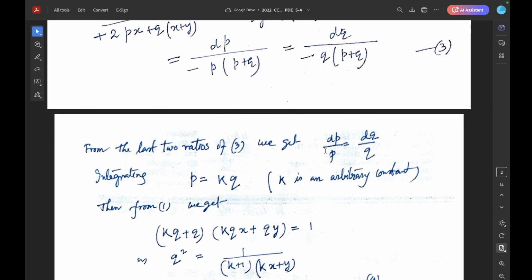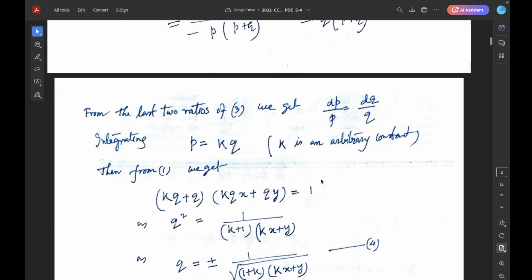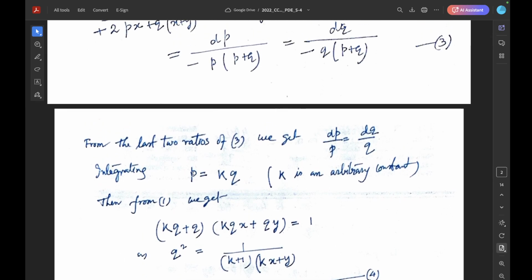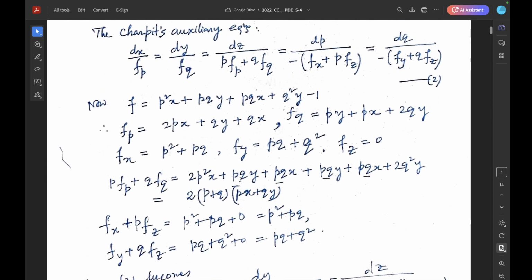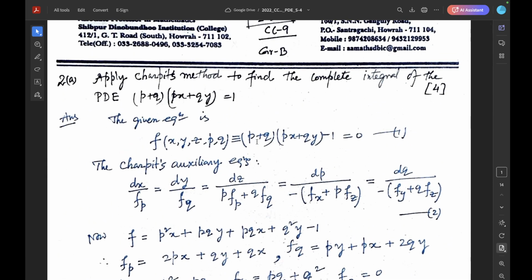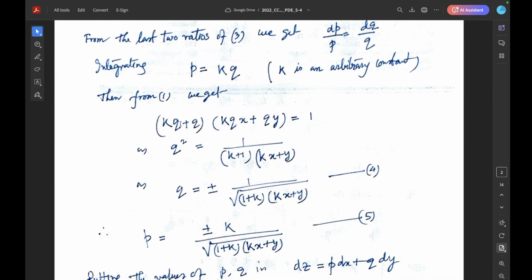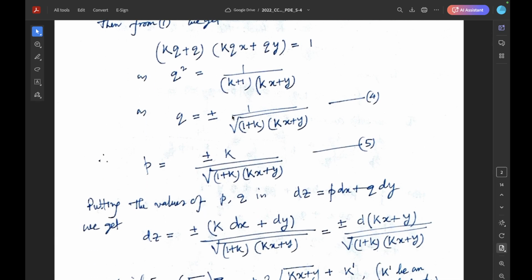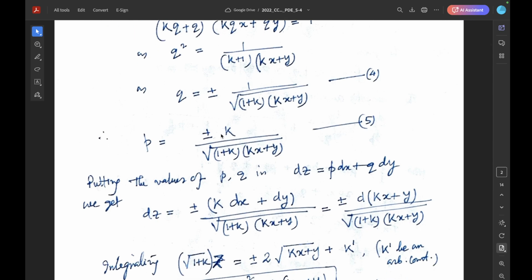So integrating, we get log p = log q + log k, so p = qk, where k is an arbitrary constant. From equation 1, put the value p = kq, so we get kq + q(kqx + qy) = 1. So q² equals this, and q = ±1/√(this), equation 4. And p = kq, so p = ±k divided by this, equation 5.